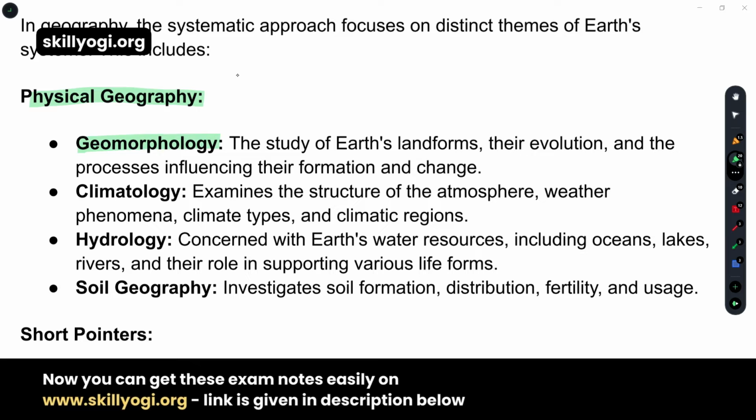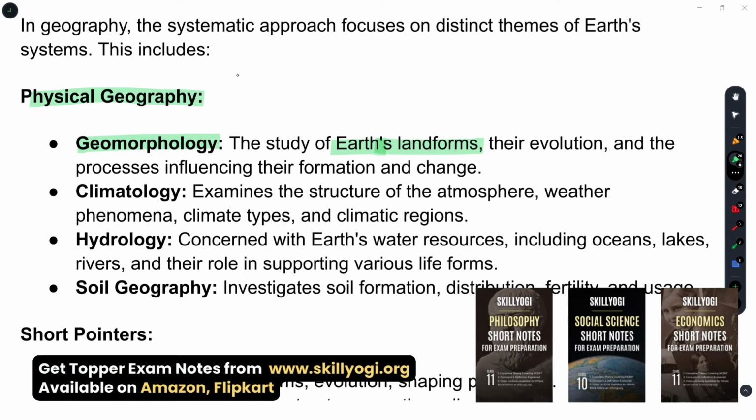The first one is geomorphology. I have already mentioned everything, but it's written over there, so I'm just repeating this again. It's the study of Earth's landforms, like their evolution, mountains, plateaus, their formation, volcanic matters, everything related to geomorphology.